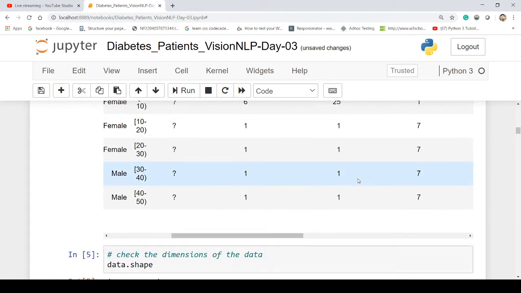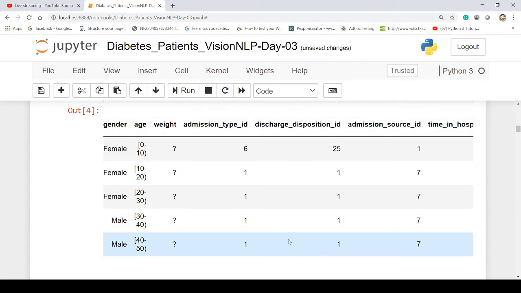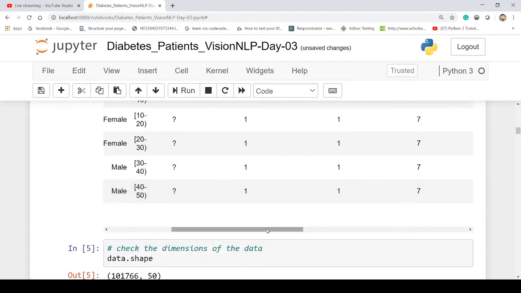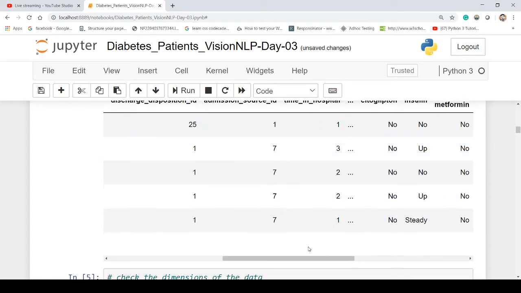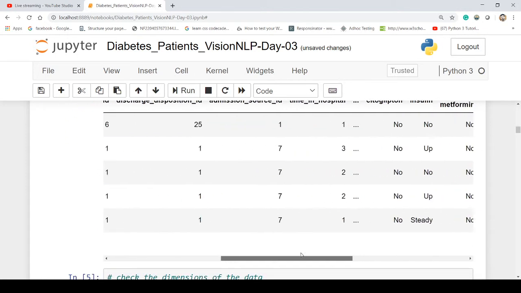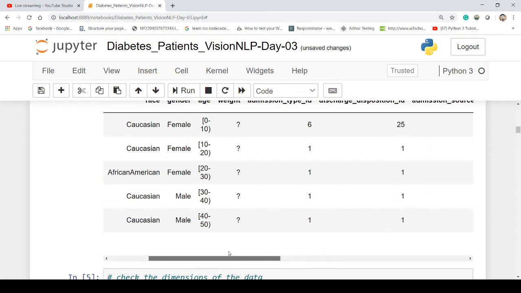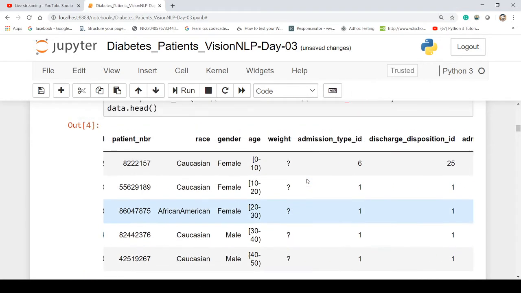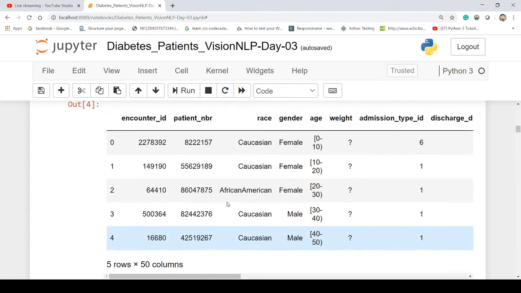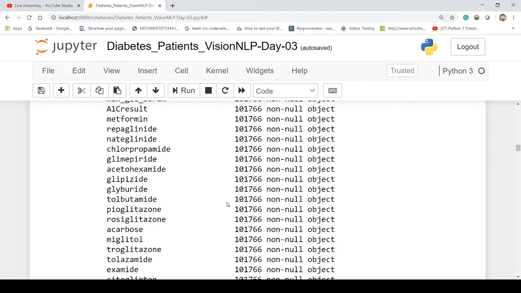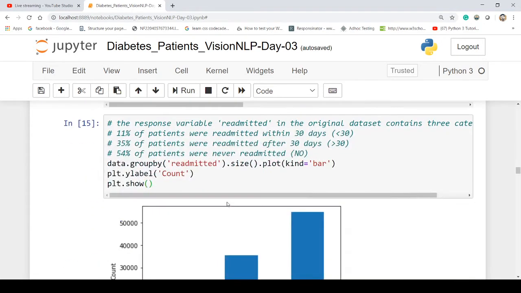So if you can see here, okay, my bad. Okay, it is not showing, okay, that's fine, but no need to worry.